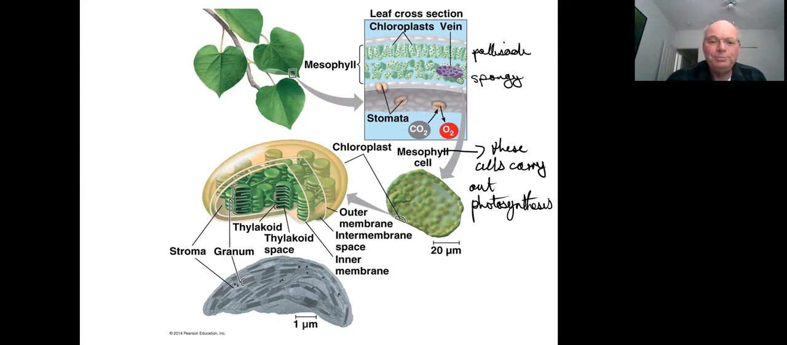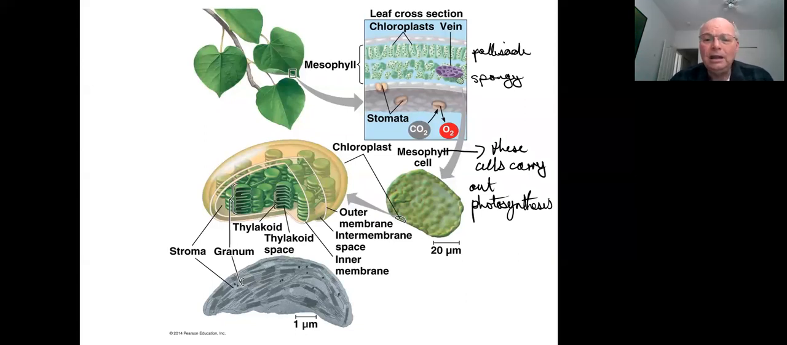And those air spaces are actually important because that's where the gases accumulate, the carbon dioxide that's coming in for photosynthesis and the oxygen that's leaving as a result of photosynthesis, as the byproduct of photosynthesis. And those gases move in and out of the leaf through those openings called stomata that you can see there.